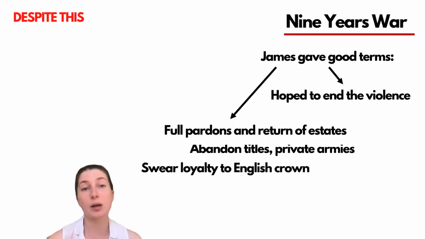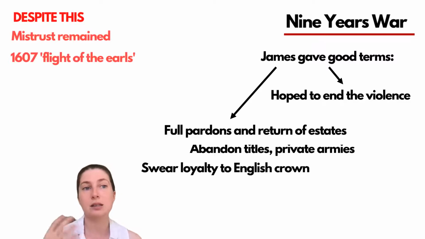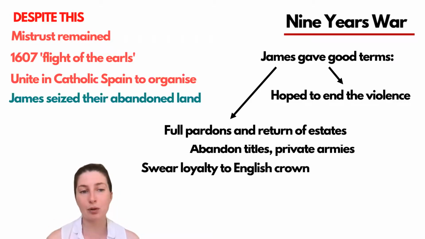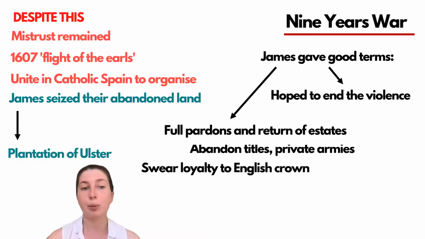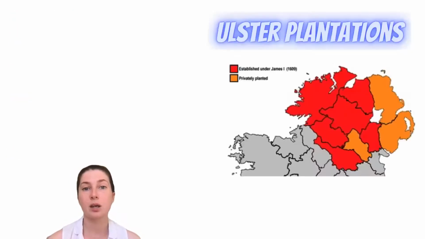However, despite James, in his mind, being very tolerant of the fact the Irish lords had just come up in rebellion against the crown, mistrust remained. In 1607, we had what we call the Flight of the Earls, and a number of Irish earls went over to Catholic Spain to unite with them and organize against England. When this happened, James took the opportunity to seize their abandoned land and create plantations as the ones we know of and learn about in this course. So he established plantations in Northern Ireland.